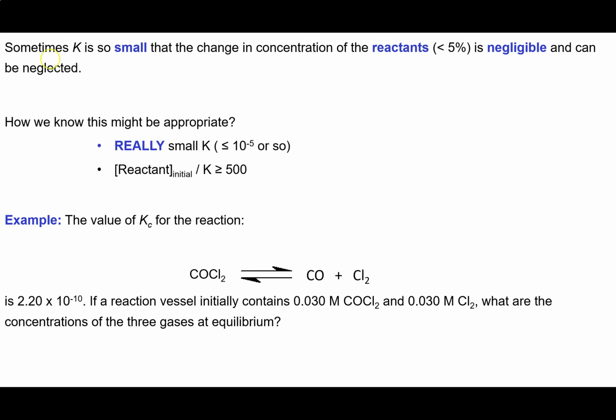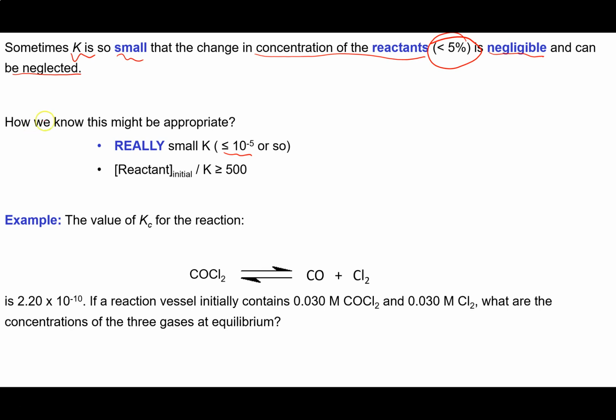And there is. Sometimes K is really small, like sometimes even less than 10 to the minus 5. And the consequence of that is that the concentration of the reactants changes by a very small amount, like 5% or less. If the change in the concentrations is less than 5%, then that's going to be really negligible and we can actually neglect it, and it doesn't have any impact on the answer. So I'll give you an example of this.